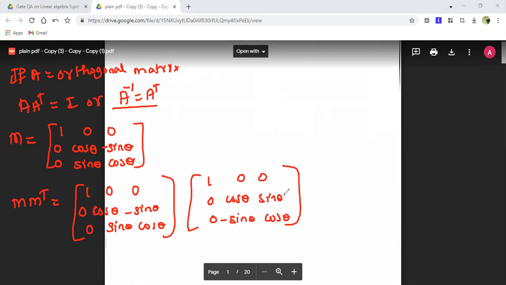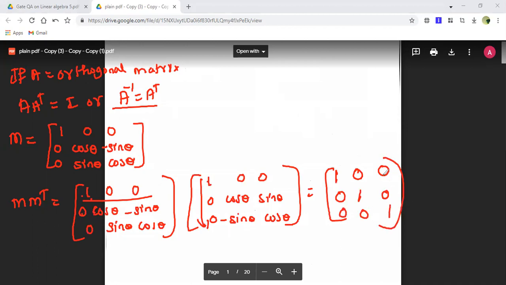So if you multiply this, guys, what do you get? You just check. Row into column you are supposed to multiply. 1 into 1 is 1, the rest are 0. Similarly, 1 into 0 is 0, and 0 into anything will be 0. Similarly, the other entries are again 0. And then cos into cos is cos square theta, minus sin into minus sin is sin square theta, and cos square theta plus sin square theta is 1. So you will get 0 0 1.